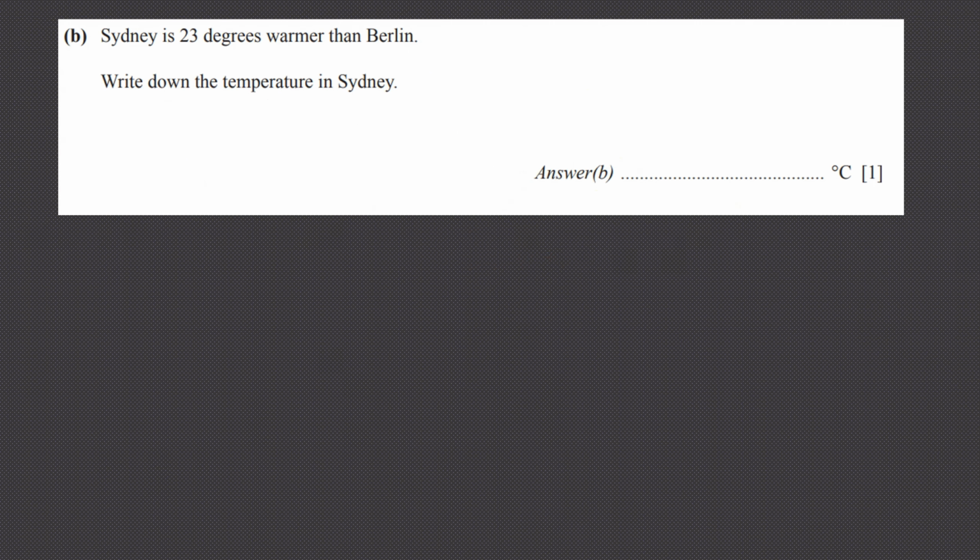Now the next question states that Sydney is 23 degrees warmer than Berlin. Write down the temperature in Sydney. So the temperature in Berlin, if you remember correctly, was -7 degrees Celsius. And now they say that Sydney's temperature is 23 degrees warmer. So it's basically adding on to this, because warmer tends to show positive in degrees Celsius. So that would then be plus degrees Celsius.